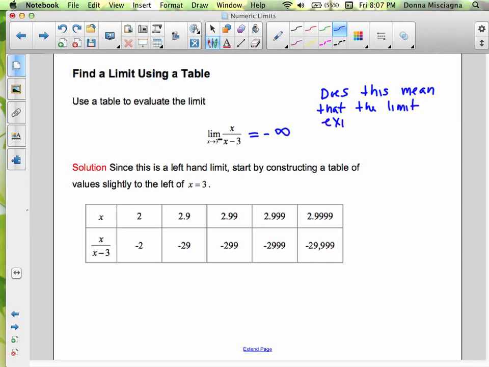And actually, I should say the left-hand limit, since we're only looking at a left-hand limit, that the left-hand limit exists. Let's go back to our definition on the previous page.